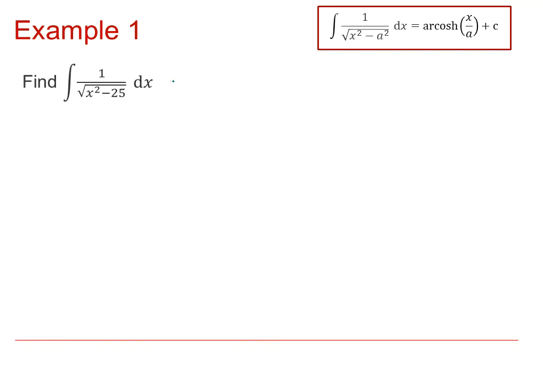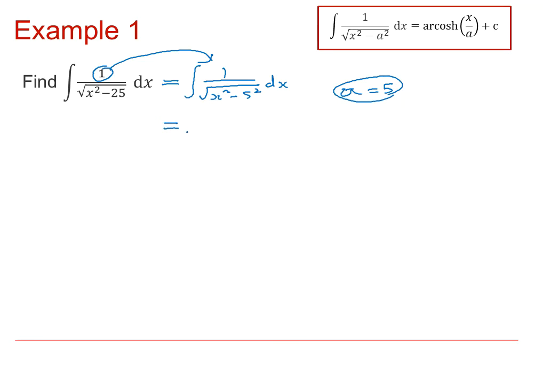So here, a couple of things before I start. I would rewrite this as 1 over the square root of x squared minus, and I might write it as 5 squared just for emphasis. Do check, by the way, that there is just a 1 in that numerator. Sometimes it might be a 2 or a 3 and we need to adjust the answer, but I can now clearly see that a is 5 in this particular question, and therefore I can write the result as arcosh, and there's only 1x squared in here, so it's an x over a, which is 5. Don't forget the constant of integration.